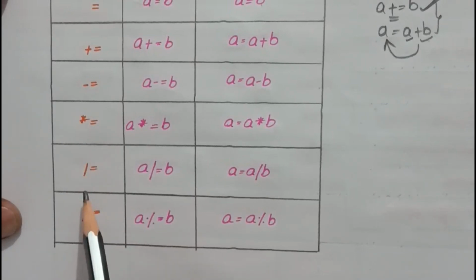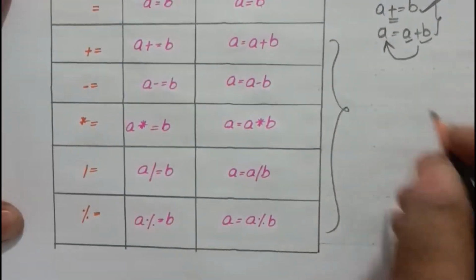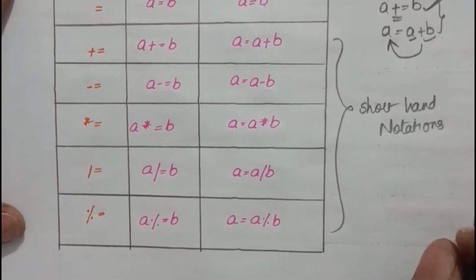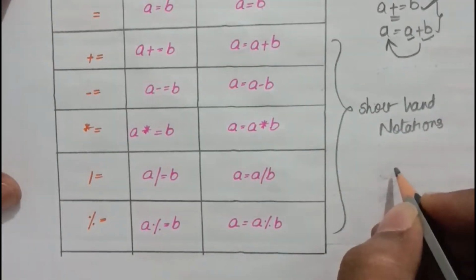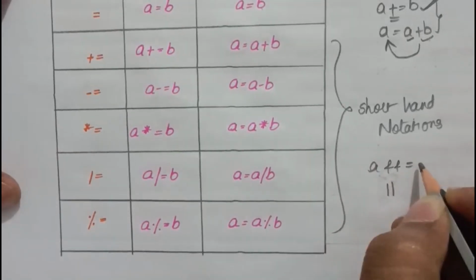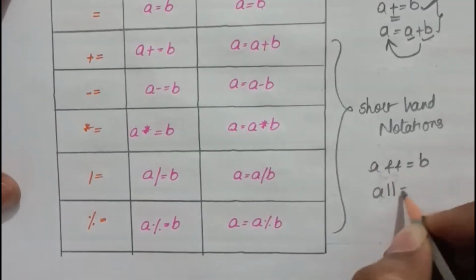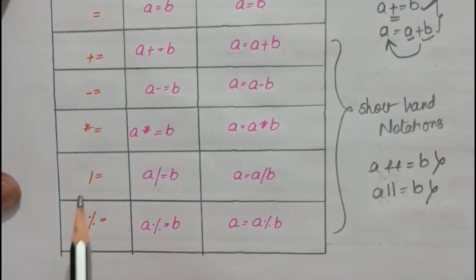In a similar way, this plus symbol can be replaced by minus, asterisk which is used for multiplication, forward slash for division, and modulo for getting the remainder after performing a modulus b. These are also known as shorthand notations. And these shorthand notations will only work with arithmetic operators. For operators like logical and, logical or, you can't say a logical and equals to b or a logical or equals to b. No, you can't say. Only for arithmetic operators do these shorthand notations work.